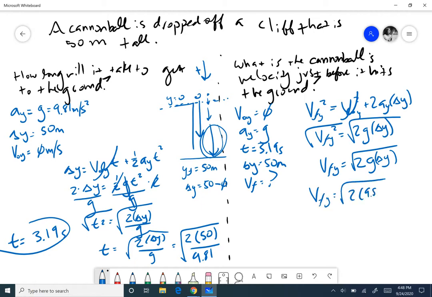2, 9.81, 50. See, this is why it was important that we thought about what direction was going to be positive, because I don't want to have a square root of a negative value, because that's going to give us an imaginary number, and we don't like those. We're not dealing with them. So I plug this into the calculator, and I'm going to get a velocity final in the y direction of 31.32 meters per second.